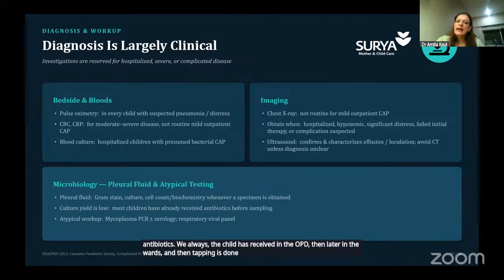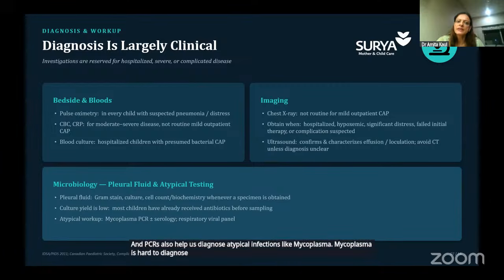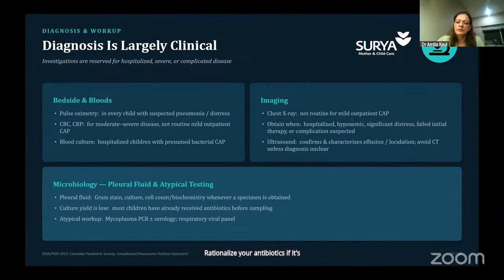And PCRs also help us diagnose atypical infections like mycoplasma. Mycoplasma is hard to diagnose because it is not easy to culture. We never see mycoplasma culture positive. So it's the PCRs which help you diagnose, and will help you rationalize your antibiotics if it's mycoplasma or you get a viral panel positive.